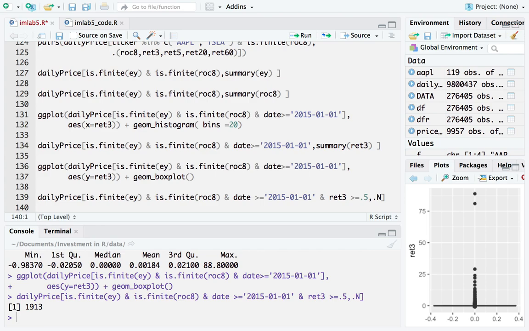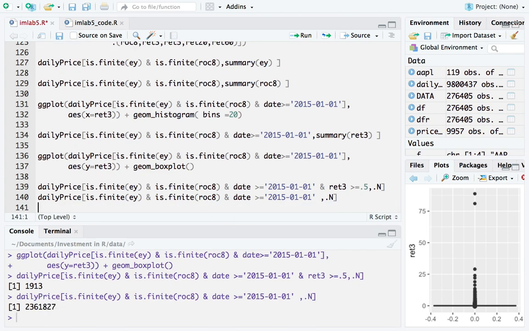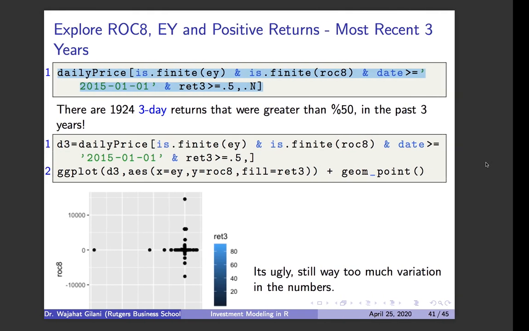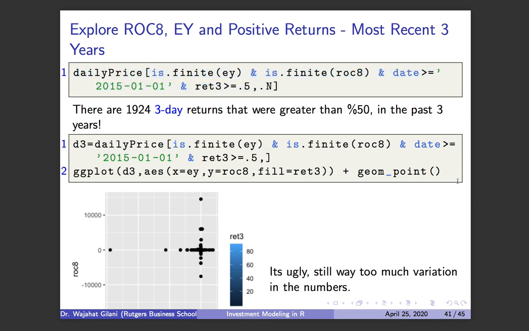1,913. Okay, 1,913. That's actually not that many compared to our total amount of data we're dealing with, right? If you think about it, let me get rid of this filter now and see the total amount of numbers we're talking about. So out of 2.3 million 3-day returns with stocks in those last 3 years, 1,913 were like, boom, greater than 50%. Let's look at that. Let's explore that a little bit, because it might be something that we actually care about.